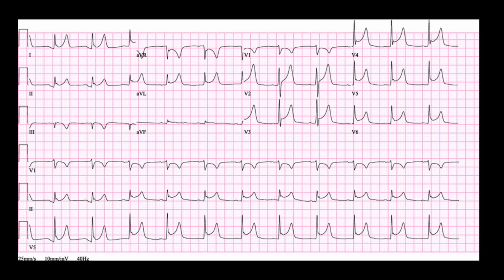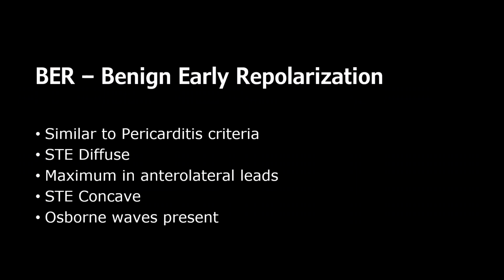This patient is another example of pericarditis. Benign early repole is very similar. Benign early repole is more likely to produce bigger T waves. So the ST elevation to T wave ratio is smaller or greater, depending on how you want to look at it. In BER, there's a bigger difference between the T wave height and the ST elevation. But otherwise, they're very similar. They have diffuse, concave ST elevation in the anterolateral leads. They very often have the Osborne wave present. There's a very close correlation between Osborne waves and benign early repole.